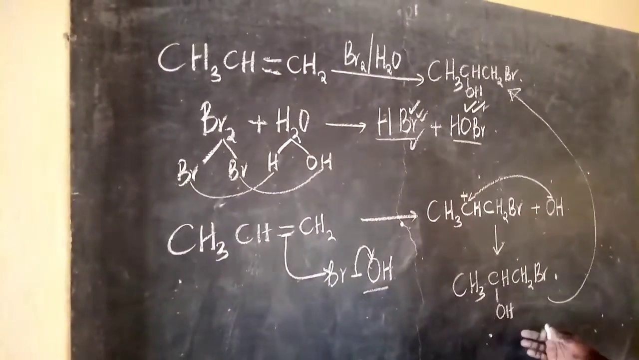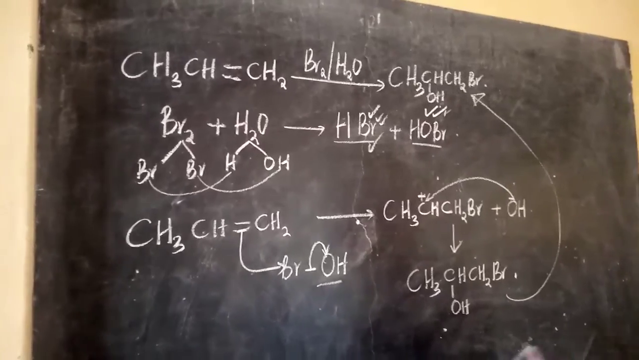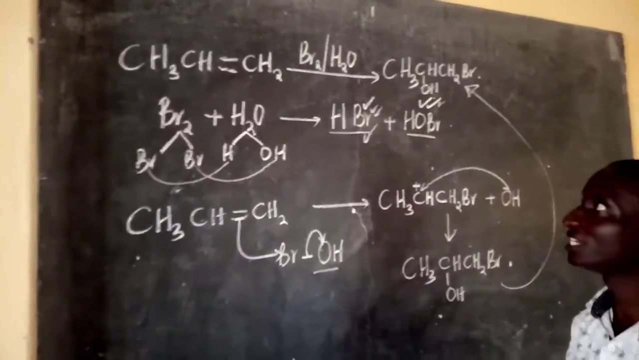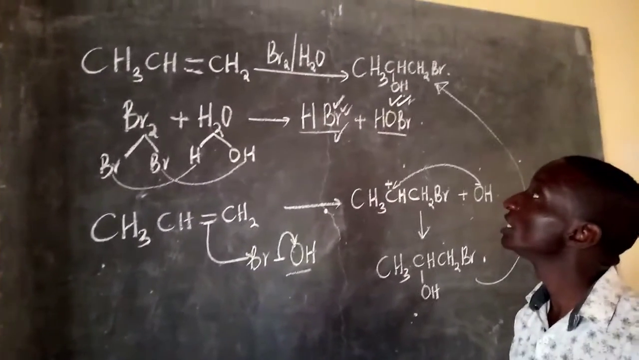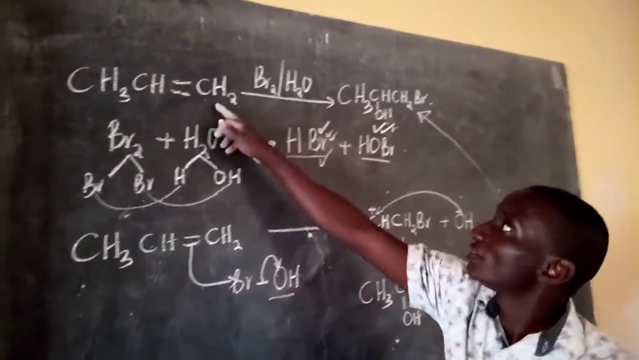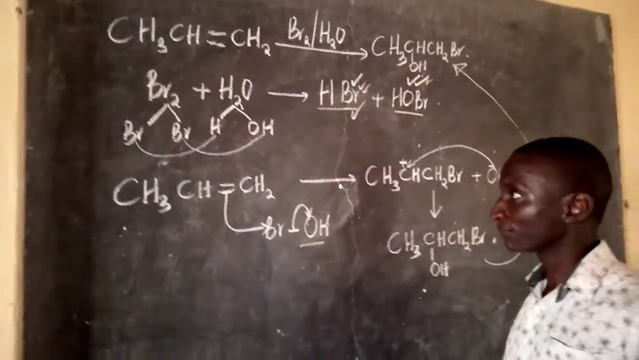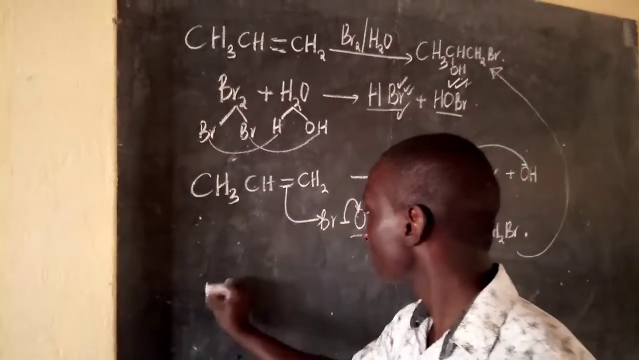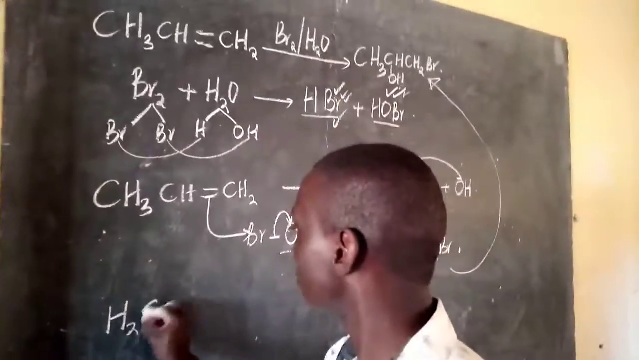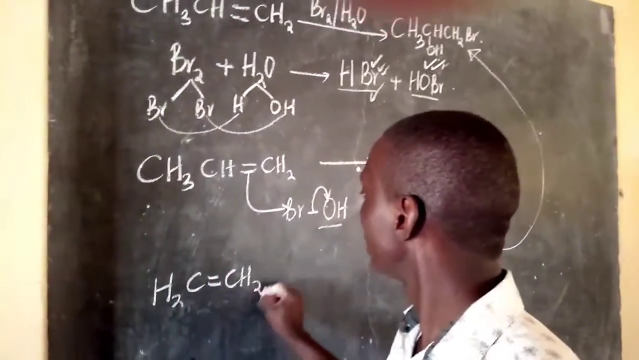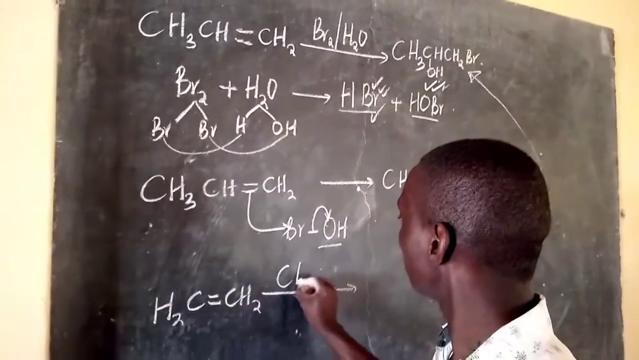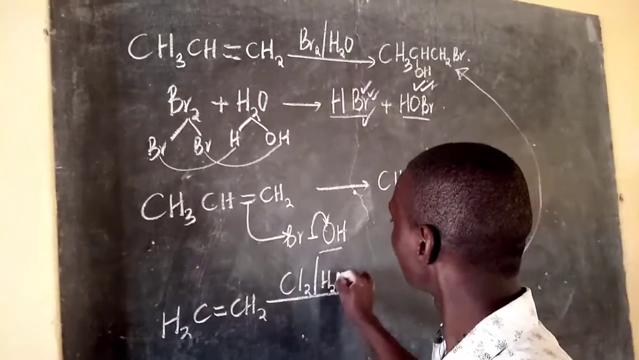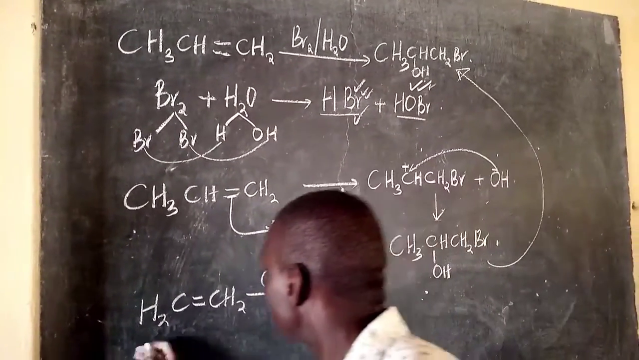So this is what we refer to as halohydrin formation, where we see a halogen in presence of water reacting with the alkene. So your task is to try out the following and see what comes out. Still, we shall bring simpler examples. Ethene reacting with chlorine, but in the presence of water.